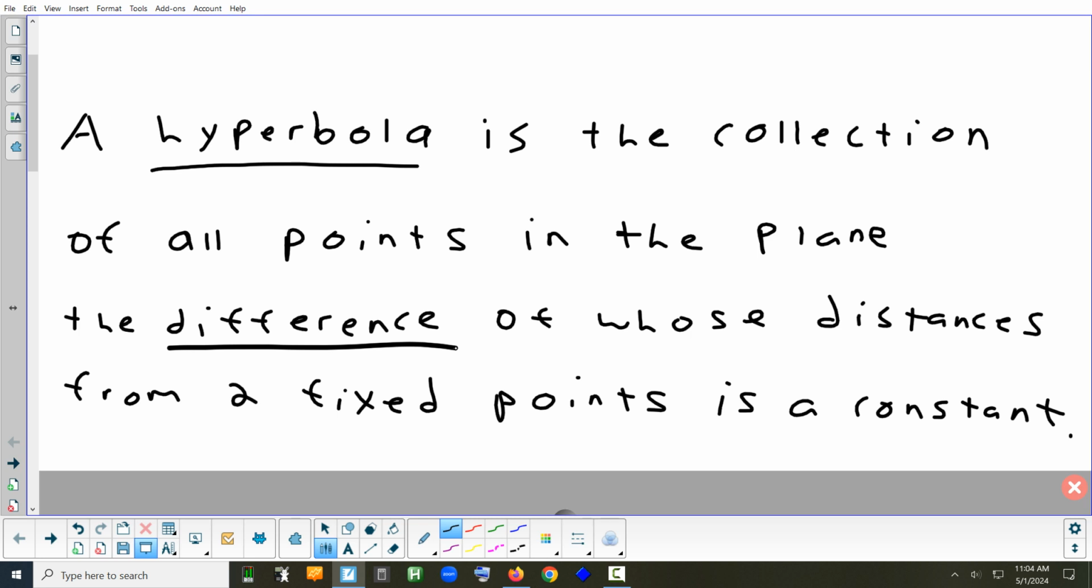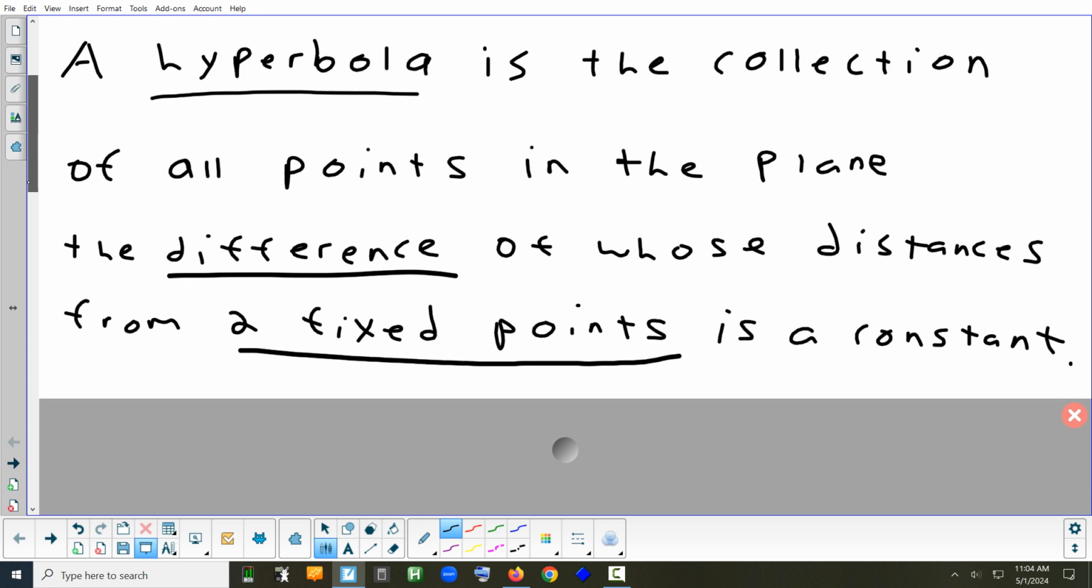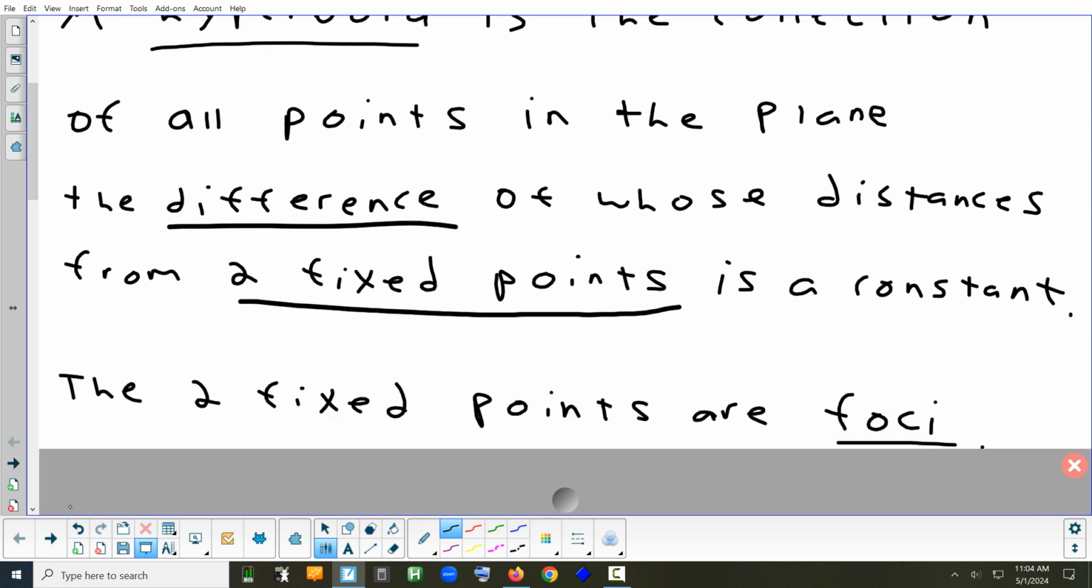When we did it on an ellipse, what were the two fixed points that we measured the distance to? It was from a point on the edge of the ellipse to the two, yeah? The foci, yeah, the two foci. It's the same thing today. Those two fixed points are going to be the foci.